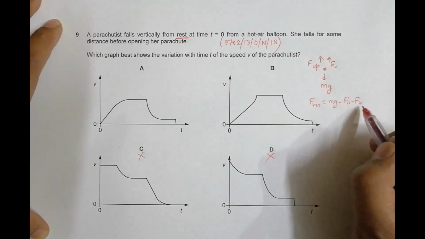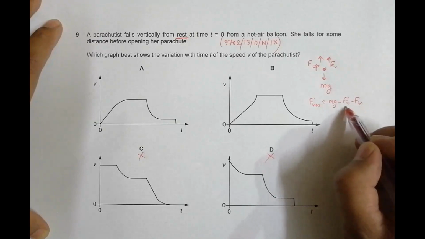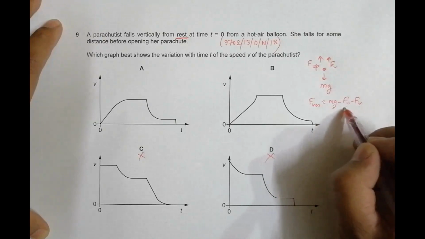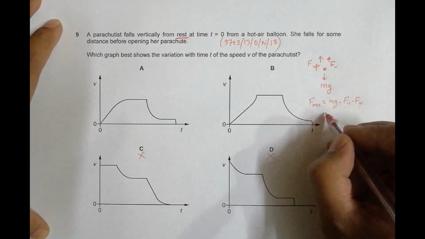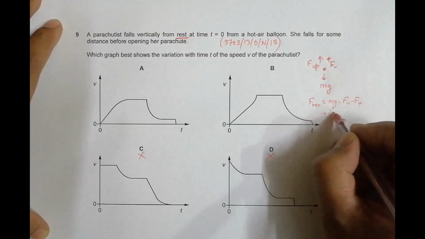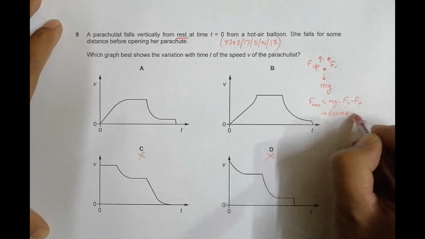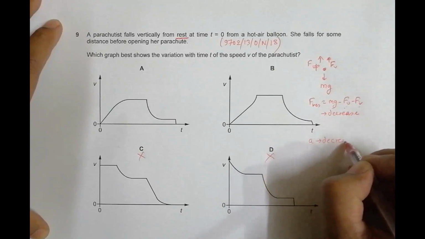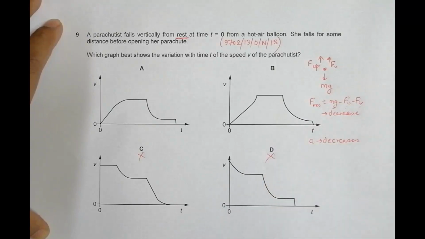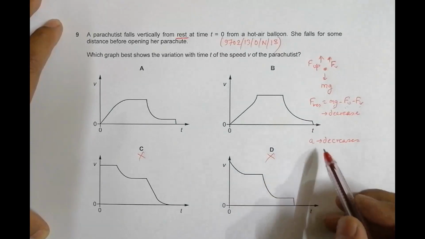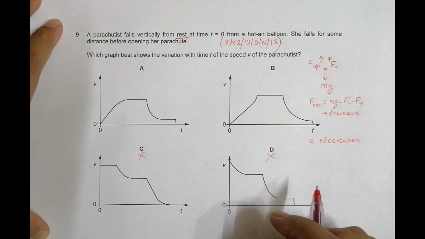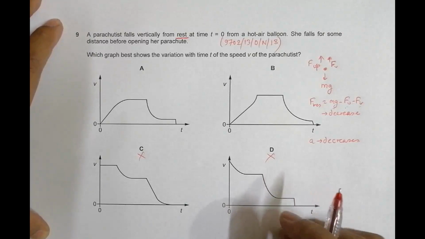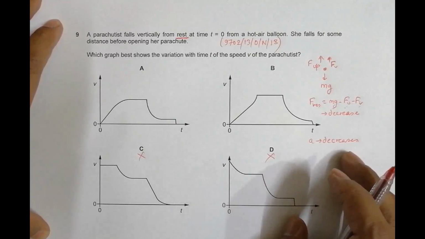As v increases, this Fv increases. These two are almost constant. So since this increases, the resultant force must decrease. And since it decreases, the acceleration a decreases. A decreasing means that the slope or the gradient of the v-t graph should decrease.